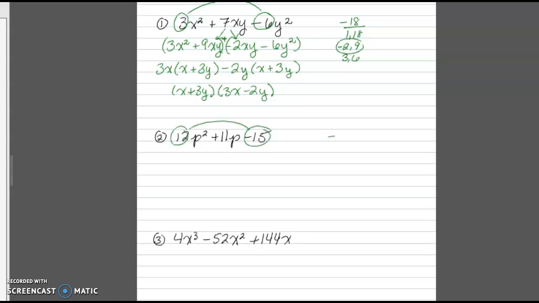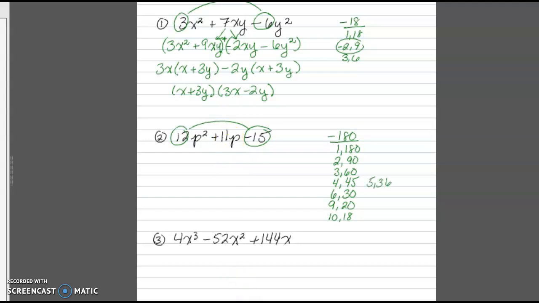All right, let's take a look at the next example. I'm going to multiply 12 times negative 15. That gives me negative 180. So I'm looking at factors of negative 180, thinking about the fact that I will have opposite signs. So I want 2 numbers that actually have a difference of positive 11. And those 2 numbers will be 9 and 20. So I'm using the 9 and the 20 to break up that middle term of 11p.